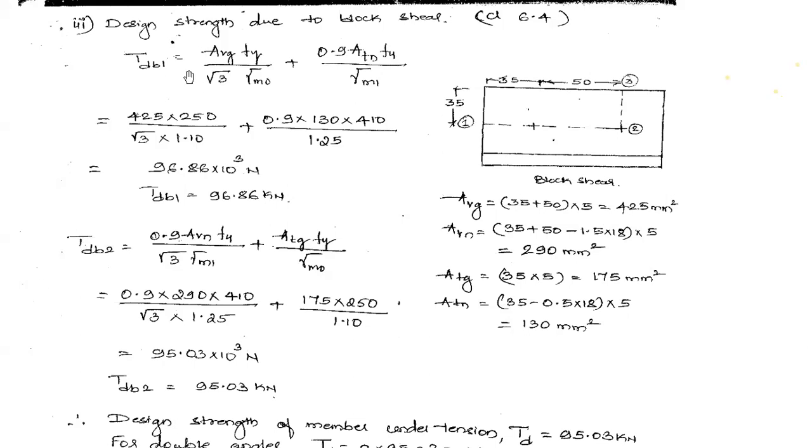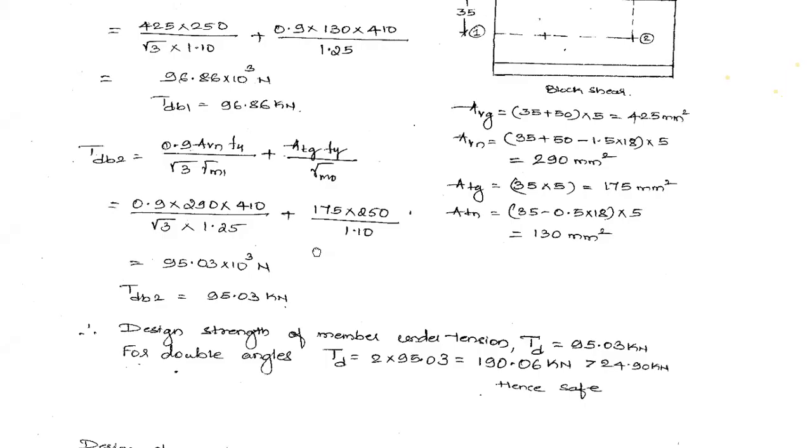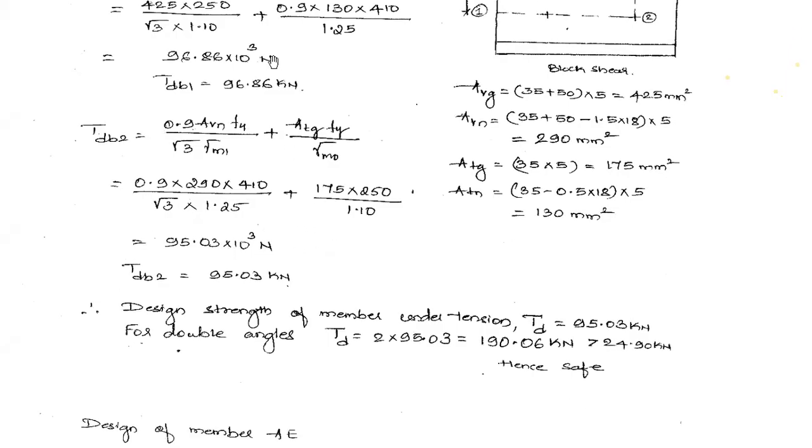I have called them TDB1 and TDB2; in clause 6.4 they are not mentioned as TDB1 and TDB2, simply they have called it TDB. But you have to substitute the gross and net areas accordingly in these two equations and come up with the strength in block shear. What I get is that one strength in block shear is 96.86 and the other is 95.03. Out of these two, the lowest is 95.03, so this will be considered as the design strength in block shear.